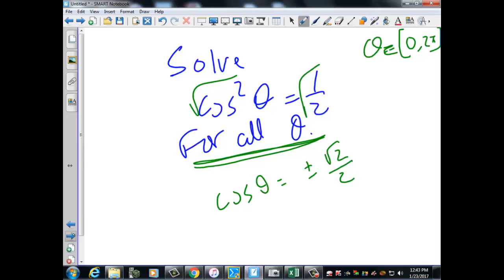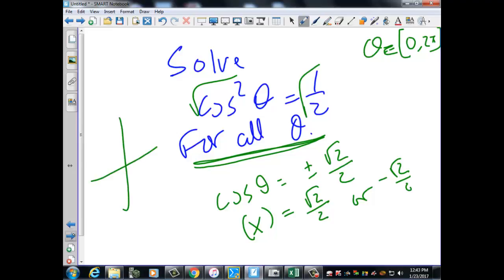Do we agree? So I'm asking, in essence, what x coordinate has a value of either square root of 2 over 2 or negative square root of 2 over 2? So what x value has that? Well, the x values are positive in which quadrants? 1 and 4. Do we agree? So 1 and 4 is when the x values are positive. So what's that angle when you get square root of 2 over 2?